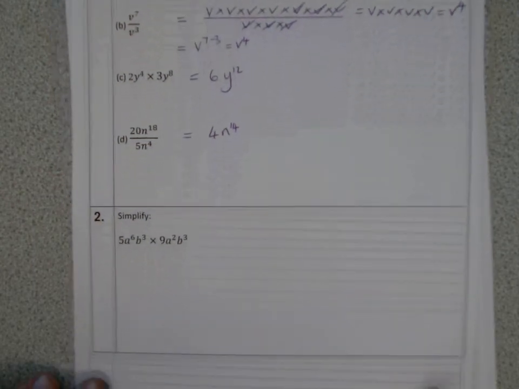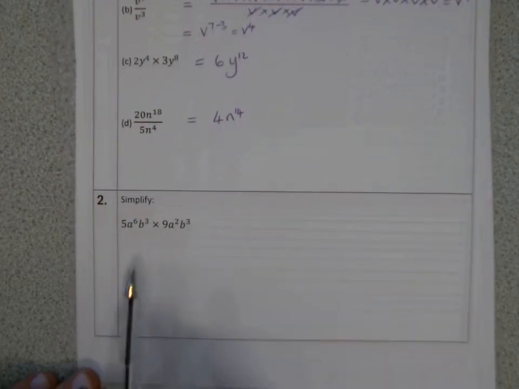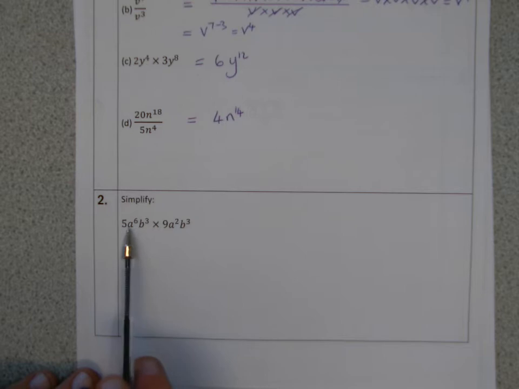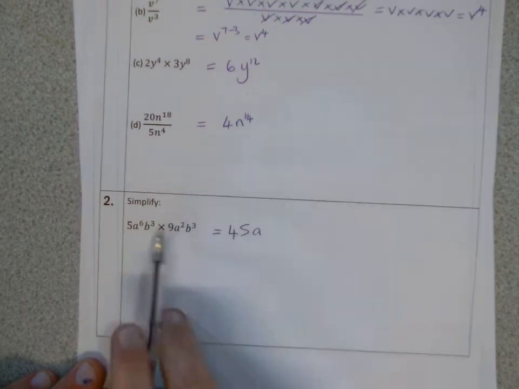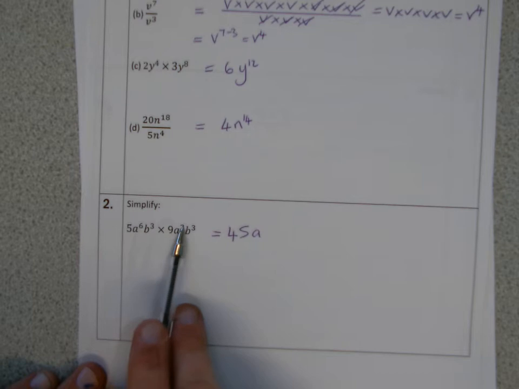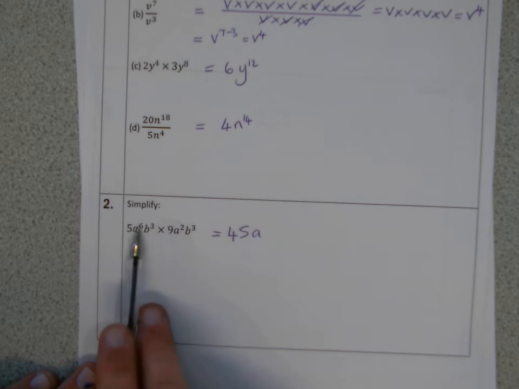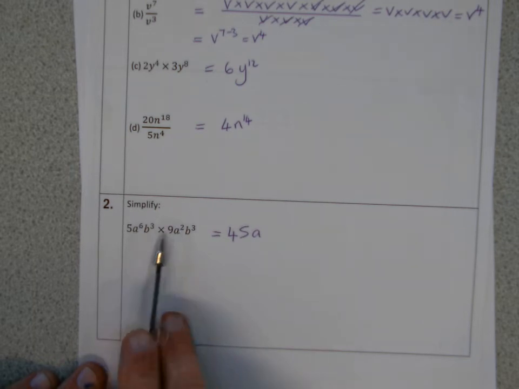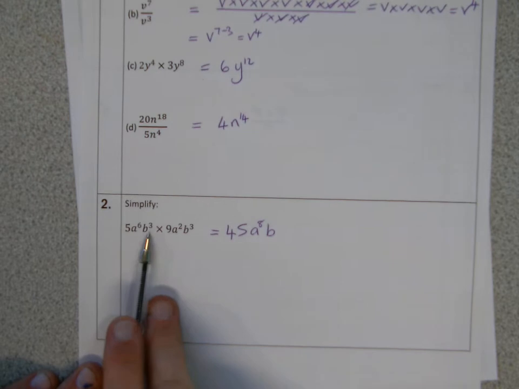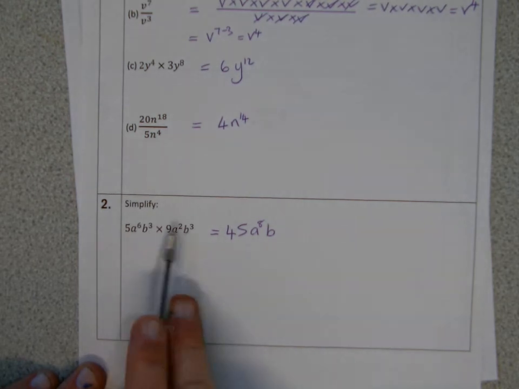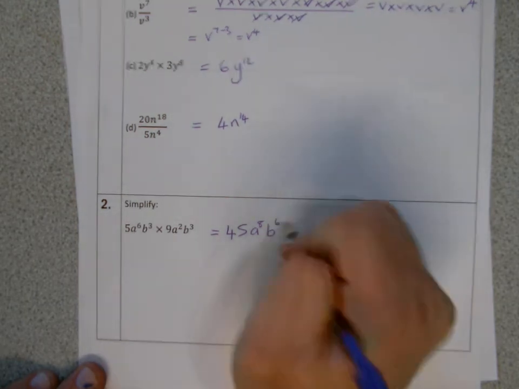So question 2 then, simplify this. Now we've got a number of different variables, a number of different letters here. If we times the big number first, 5 by 9, that would be 45. Then the a's, a to the power 6 times a to the power 2. Well, because we're timesing, we add the powers. So you get a to the power 8. And then the b's, you've got b to the power 3 times b to the power 3, add the powers. So you get 6.